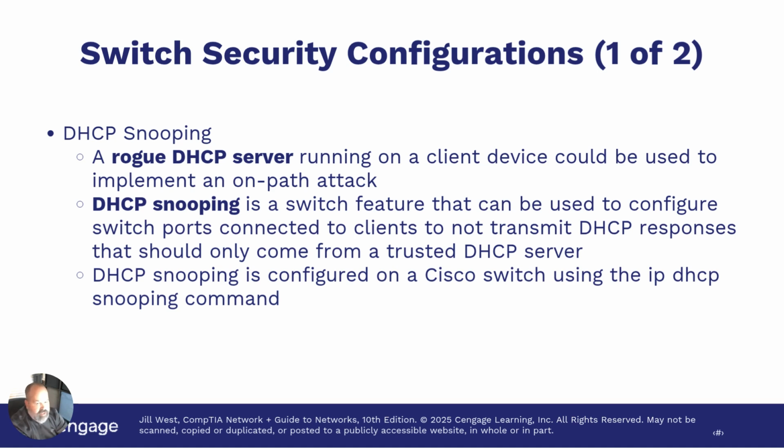DHCP snooping prevents rogue DHCP servers from hijacking your network. Without it, any device could pretend to be a DHCP server and redirect traffic, like someone setting up fake detour signs. DHCP snooping makes sure only the real DHCP server can hand out network configurations. On Cisco switches, you can use the ip dhcp snooping command, because network security commands are apparently allergic to complete words and proper spacing.